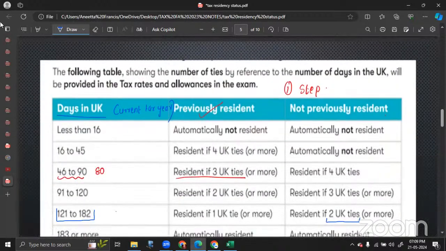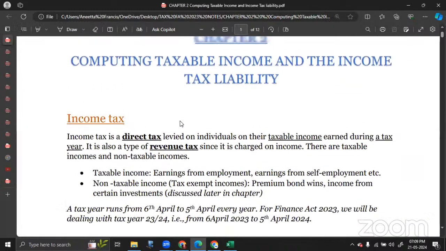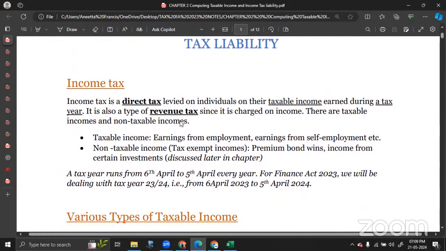So that was about UK residency. I'm moving to the first portion, which is basic computation of taxable income and income tax liability. This stands as a base chapter for the rest of the chapters in income tax. So first we are going to do income tax revision. Income tax, direct tax, is levied on the taxable income during a tax year. It is a revenue tax because you have capital tax and revenue tax. Income tax is a revenue tax.